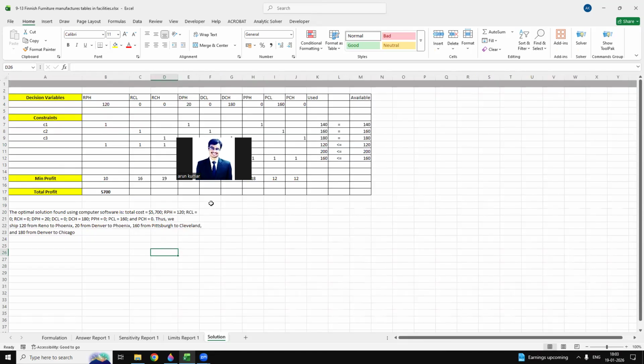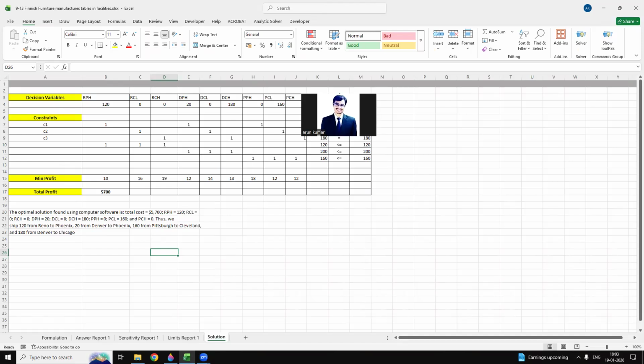And this one is finally our solution, which is our decision variables. Then this one is our constraints. So in all, we have 6 constraints: C4, C5, and then C6. So these all are constraints. Then our goal is to minimize the cost. This one is our total cost. So this one is the solution for this question.